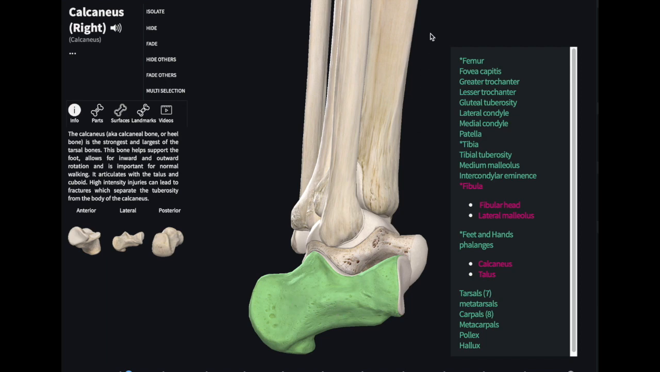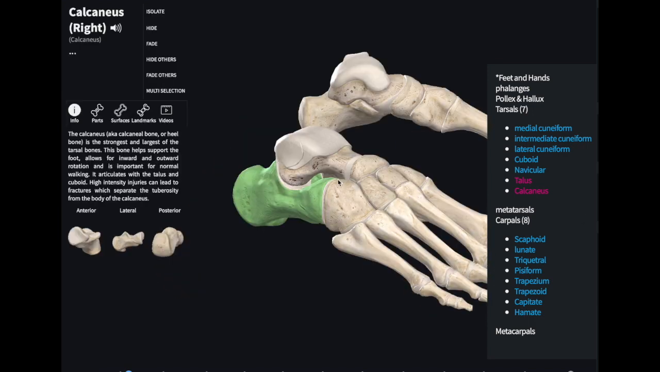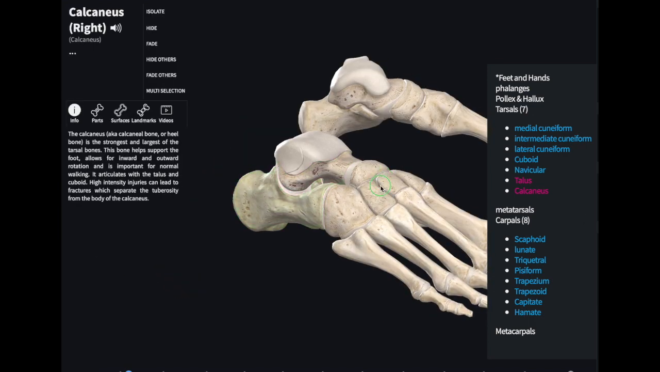All right, and that is it for the structures that we need to know. Stay tuned, and I'm going to give you an opportunity to earn some extra credit here. If you can learn the tarsal bones, we have 7 tarsal bones. We already need to know 2 of the 7, so there are 5 more tarsal bones to learn. All right, let's begin. Talus, calcaneus.